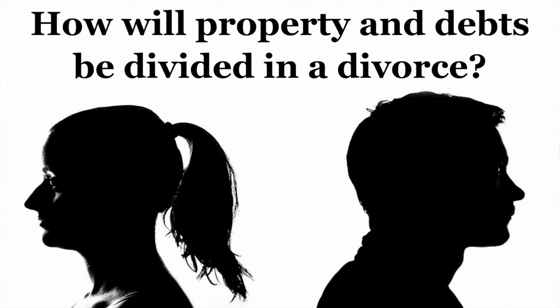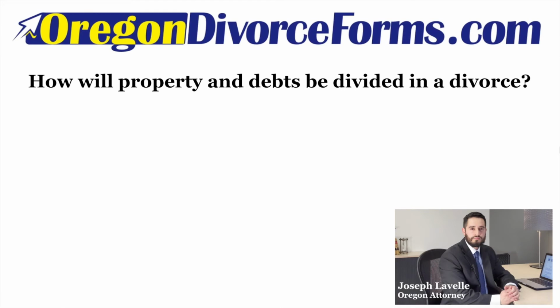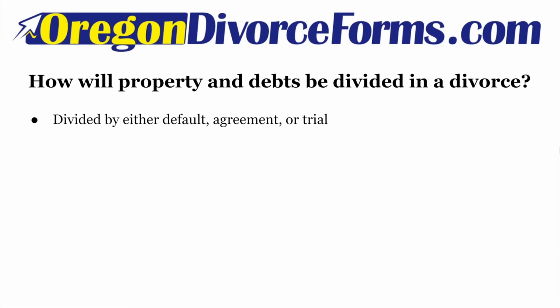How will property and debts be divided in a divorce? Property and debts are divided by either default, agreement, or trial. If your petition is not contested or your spouse agrees with how you want property and debts to be divided in the petition, the distribution can be submitted to the judge for approval. If your spouse contests the proposed distribution, then the judge gets to decide.